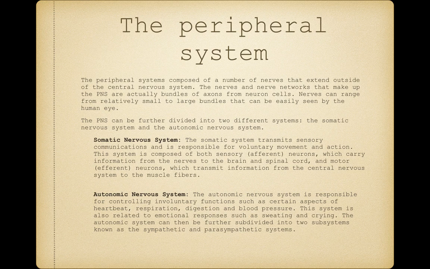Autonomic nervous system. The autonomic nervous system is responsible for controlling involuntary functions such as certain aspects of heartbeat, respiration, digestion, and blood pressure. This system is also related to emotional responses such as sweating and crying. The autonomic system can then be further subdivided into two subsystems known as the sympathetic and parasympathetic systems. If you want to know more about sympathetic and parasympathetic systems, then continue watching this lecture.